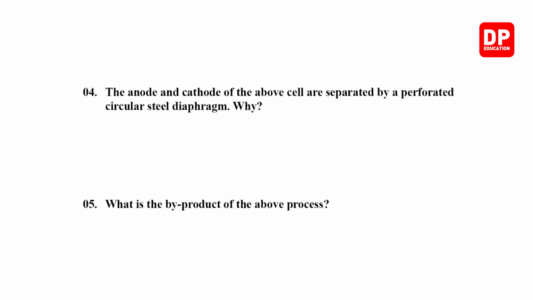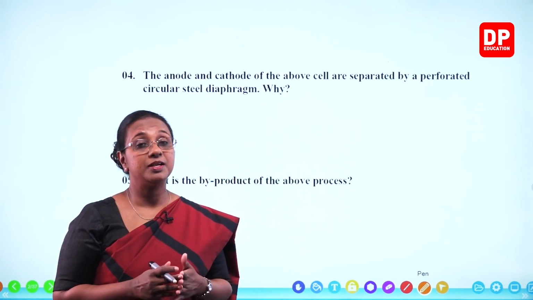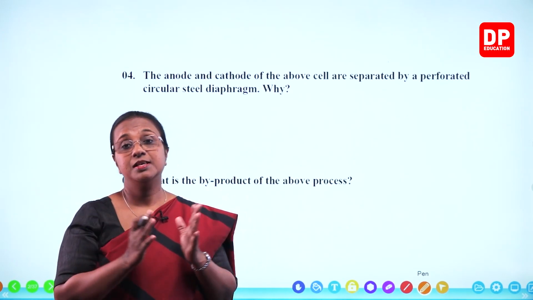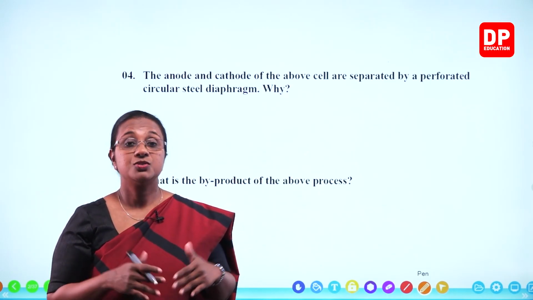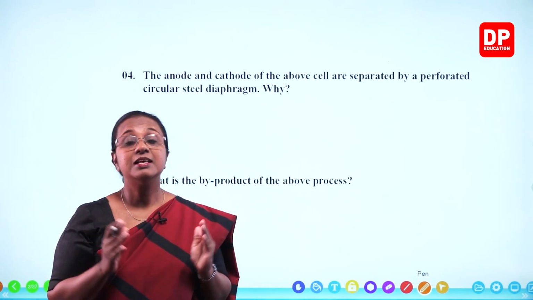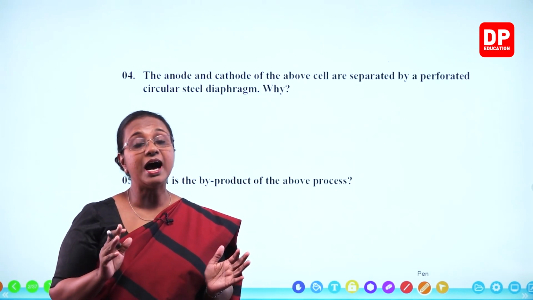So with that, I'll move on to the next slide. The fourth part of the question. The anode and cathode of the above cell are separated by a perforated circular steel diaphragm. Why? So I told you all this. Now sodium is a highly reactive metal and chlorine gas is produced as a byproduct. Now if they existed inside the same cell, the sodium liquid will react with the chlorine gas. So again they will form sodium chloride.